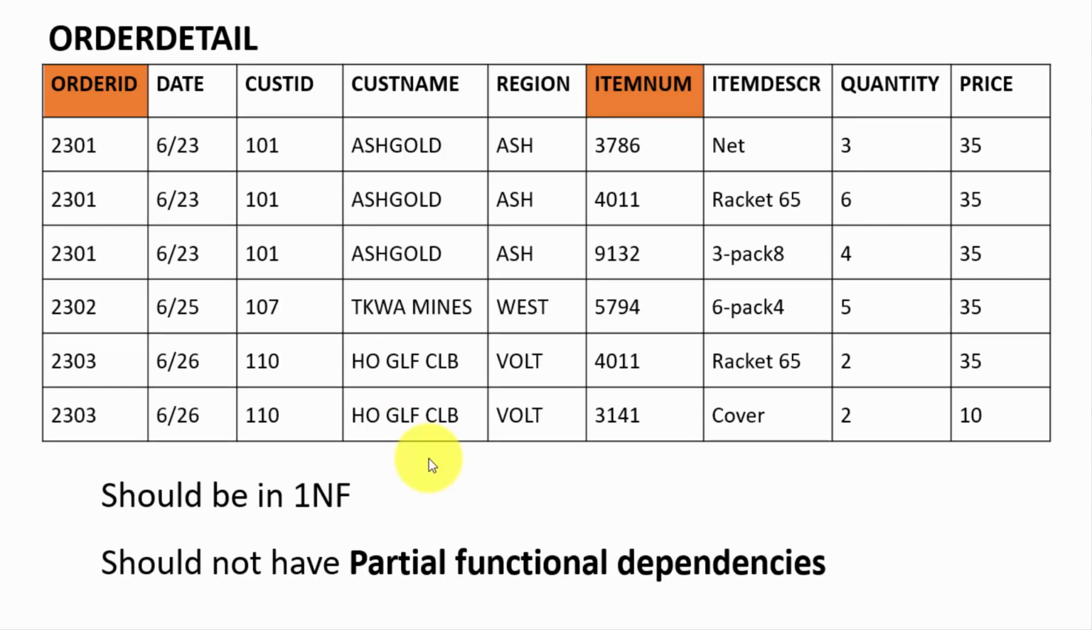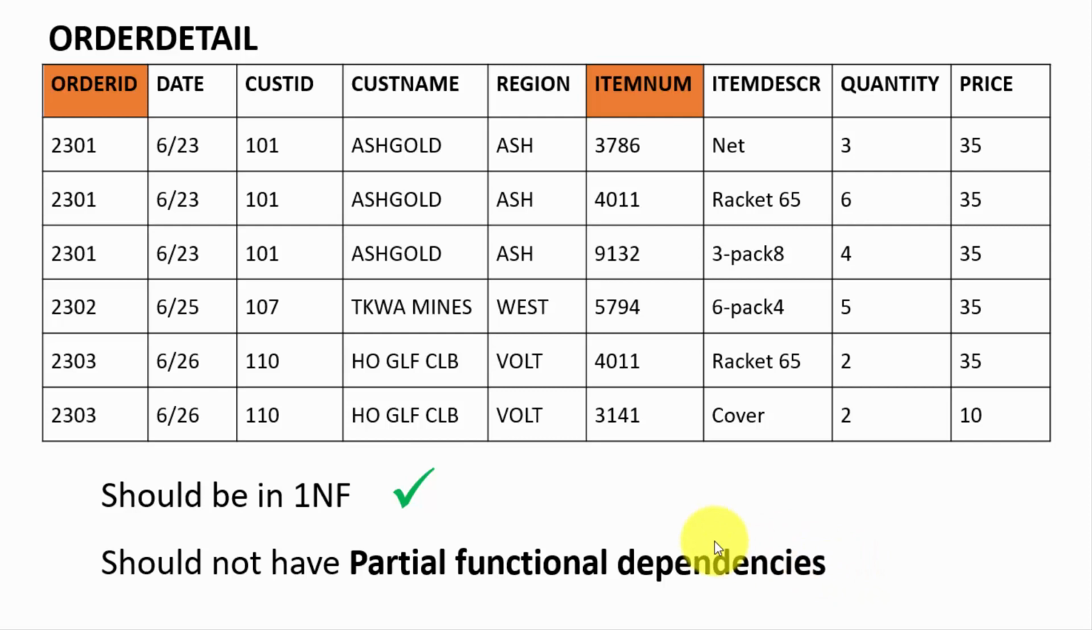So let's check our table by the second normal form rules. The table, of course, is in the first normal form. We just did that, so that is checked. It means that before you continue with second normal form, you must have fulfilled first normal form conditions. Now the second rule says there should not be partial functional dependencies.